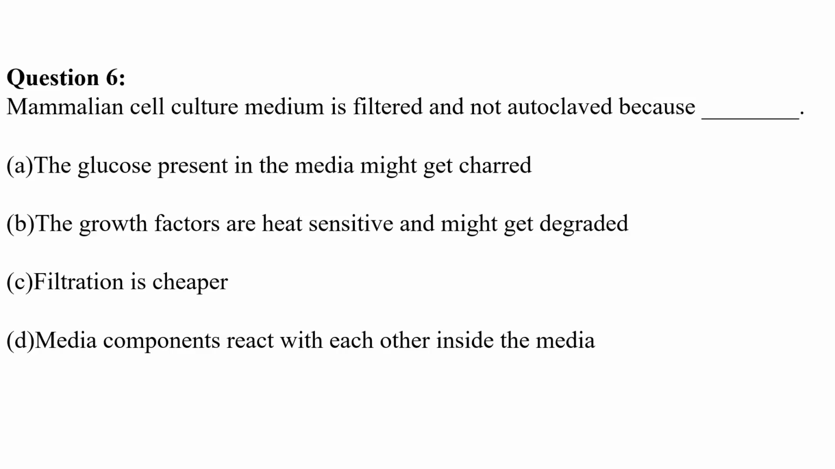Mammalian cell culture medium is filtered and not autoclaved because option A, the glucose present in the media might get charred. Option B, the growth factors are heat sensitive and might get degraded. Option C, filtration is cheaper. And option D, media components react with each other inside the media.